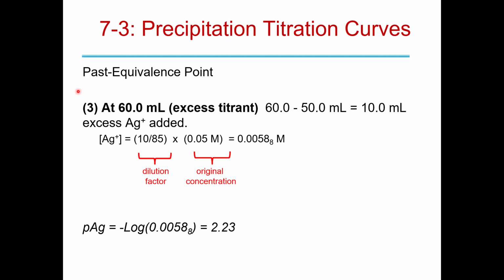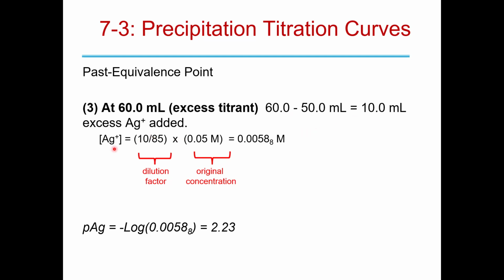Okay, finally, let's think about what happens past the equivalence point. Past the equivalence point, we've added some extra silver ion from our silver nitrate that's in the burette, so we have more silver ion in the solution than we needed. What we're going to first do is calculate how much extra we added. We only needed to add 50 milliliters to get to our equivalence point. That's our equivalence point volume. But we've added 60. So 60 minus 50 is 10 milliliters. So we've added 10 milliliters of excess.